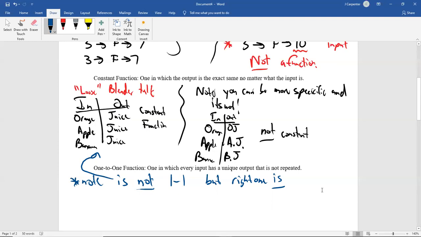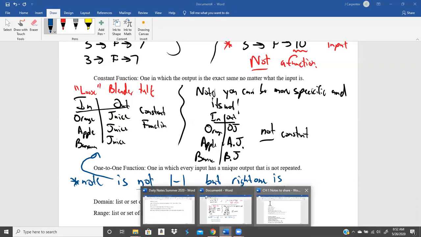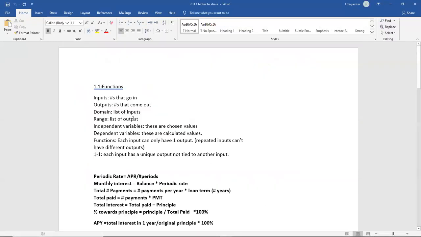The domain is the list or set of all inputs, and the range is the list or set of all outputs. And again, some of these notes are already on that other file. Domain, list of inputs; range, list of outputs; inputs and outputs, numbers that go in, numbers that come out. Function, one-to-one. So again, all this stuff you've already seen in theory if you did your reading ahead like you're supposed to. And like I said, I will give you pop quizzes on this stuff occasionally, and they'll be as simple as I can possibly make it.